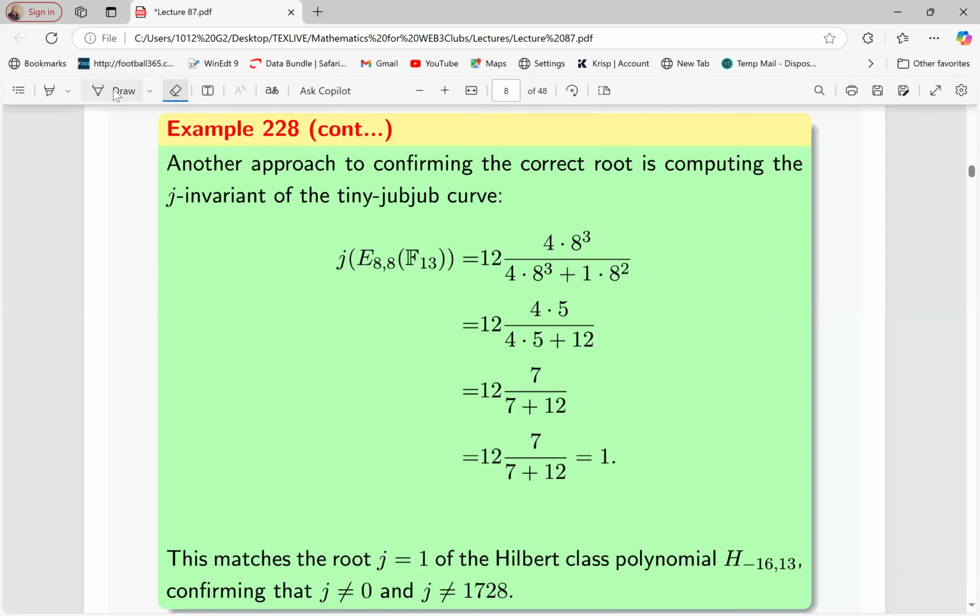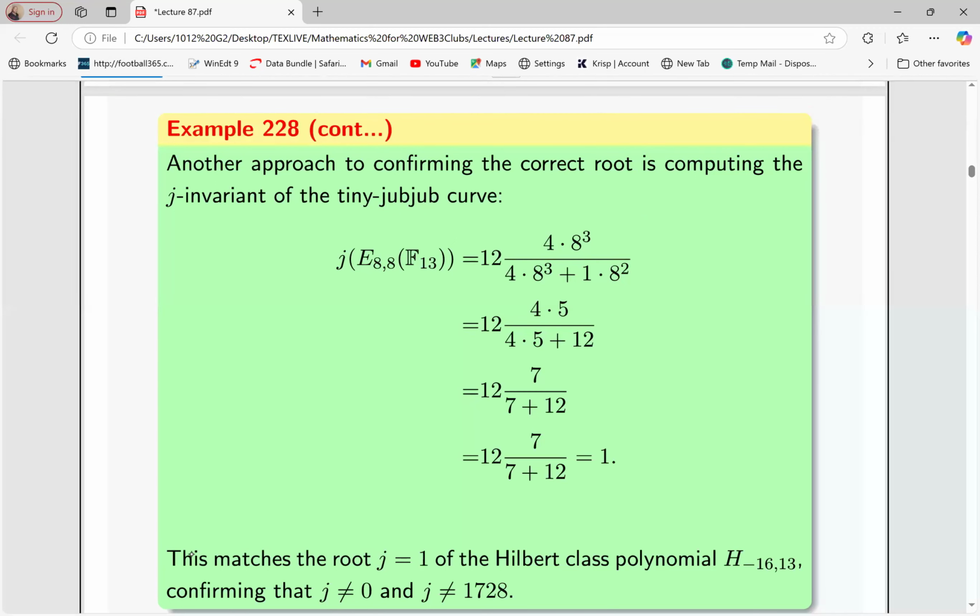1 is the correct one and not 12, because this is the formula for the J invariant. So when you multiply this, this is 8 cubed. When you reduce it, it will be 5 mod 13. This will also be 5 because it's 8 cubed mod 13, and this will be 12. So the numerator is 20 mod 13, that will be 7. And this one is also 20 mod 13, that will be 7. And this is just 12.